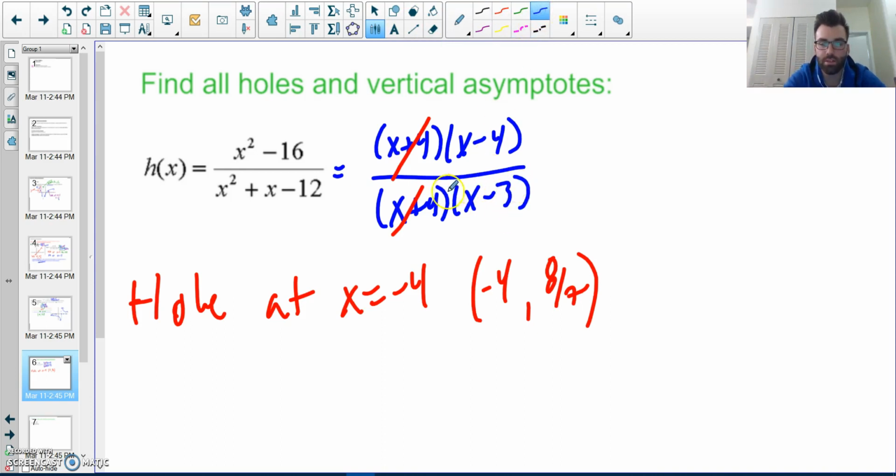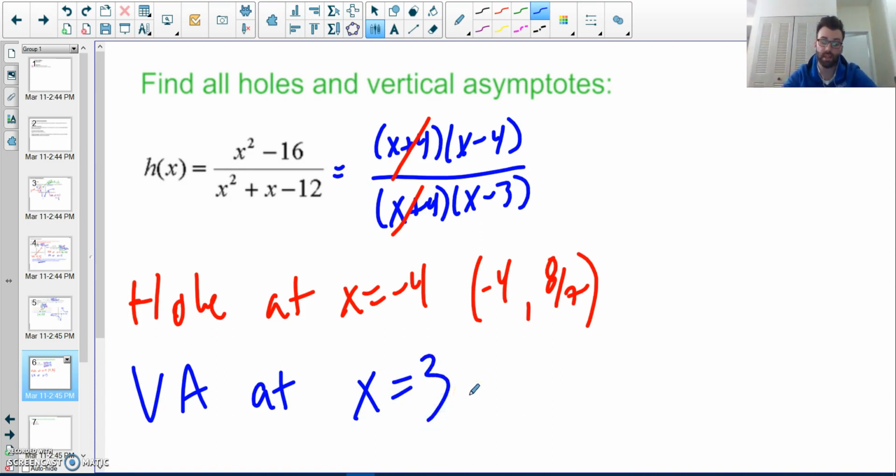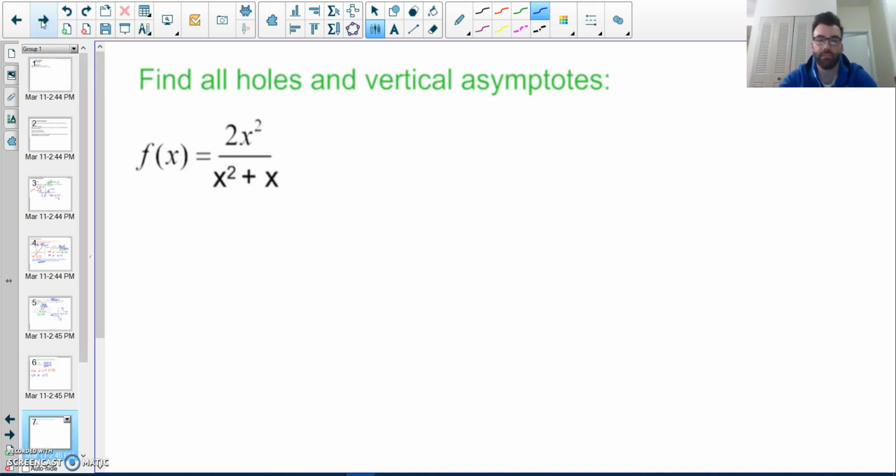Vertical asymptote. What's still causing me a problem in my denominator? Oh, it's this x minus 3. So I have a vertical asymptote at x equals 3. Wow. Weird, wild stuff. Let's keep going. I'm having too much fun.